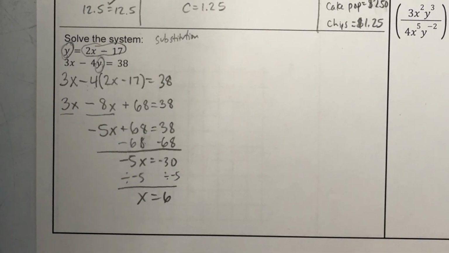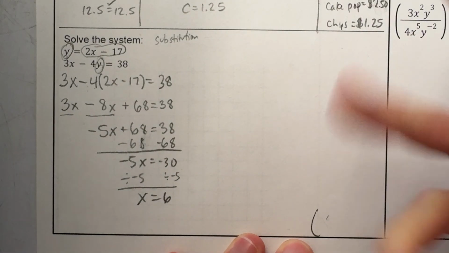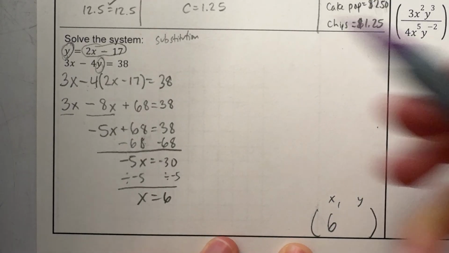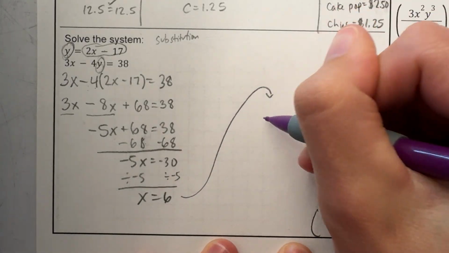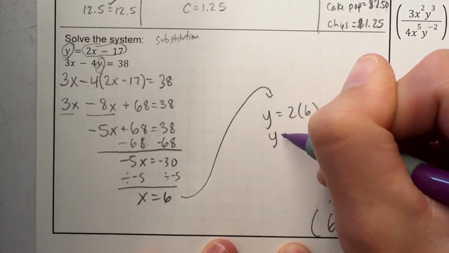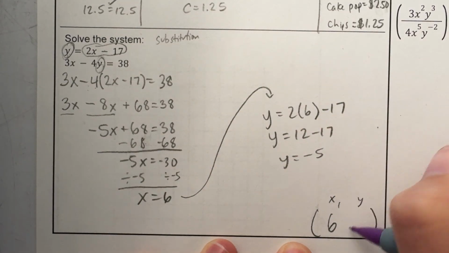Okay, now remember that's only half of my answer if I'm solving a system. I have it's always my x value and then my y value, right? So that's 6, and then I'm going to take this x value and plug it in. Okay, I get 12 minus 17, so y is negative 5.